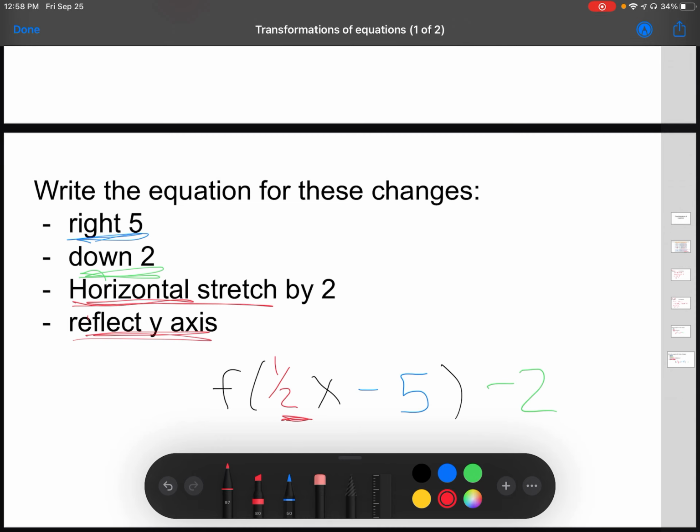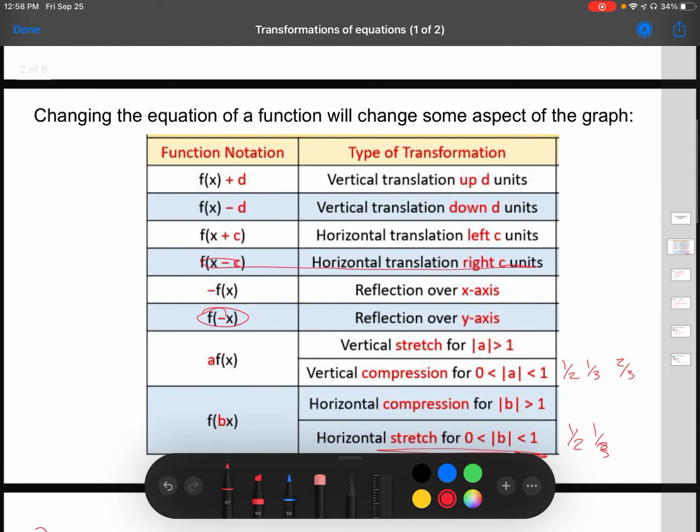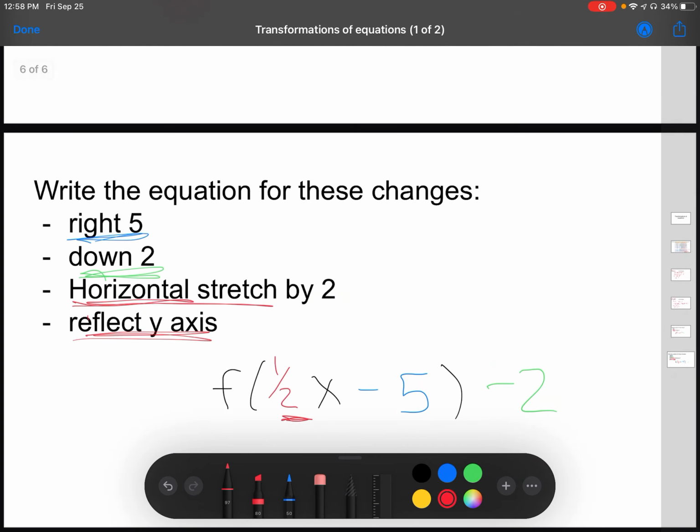And then reflect the y-axis. If we look back at our chart, reflecting the y-axis is a negative by the x. So it'd be a negative half on the inside there. And that's everything.